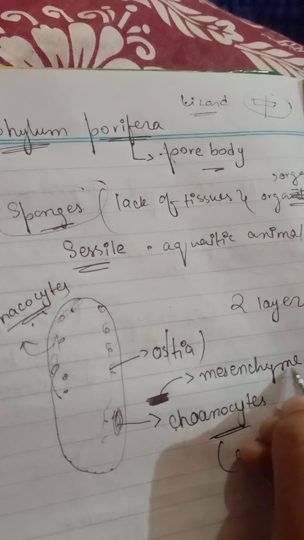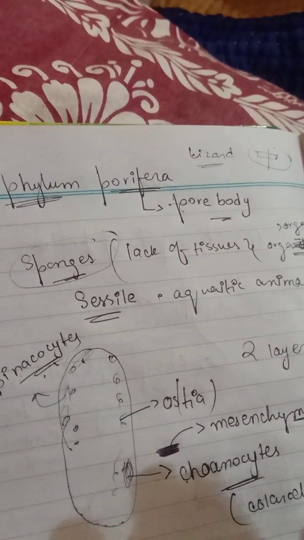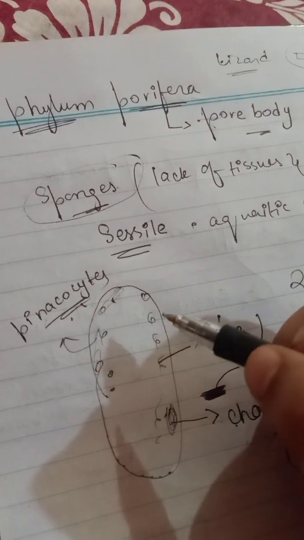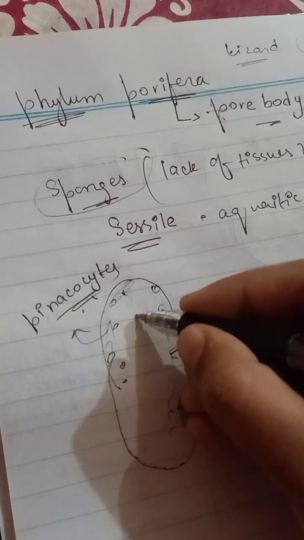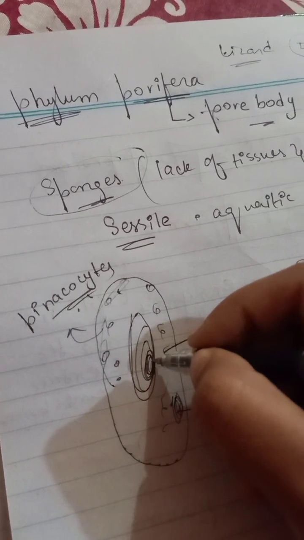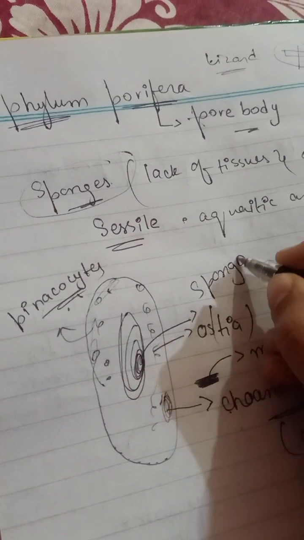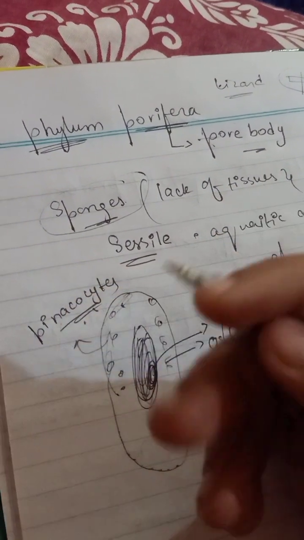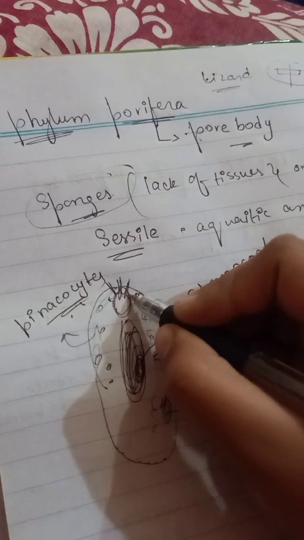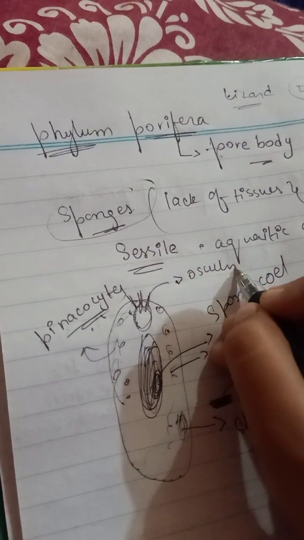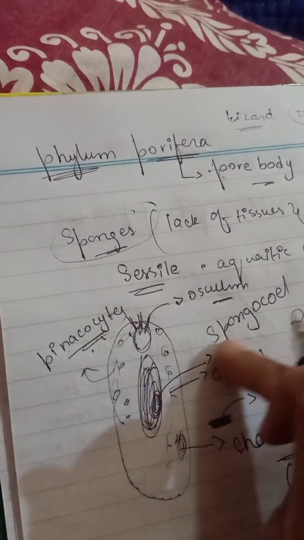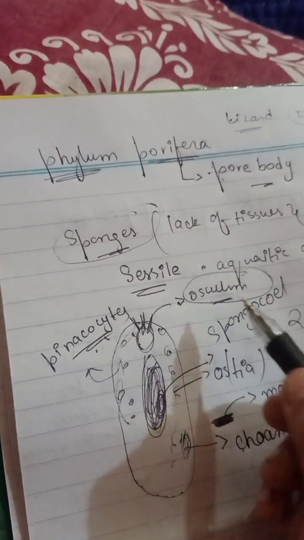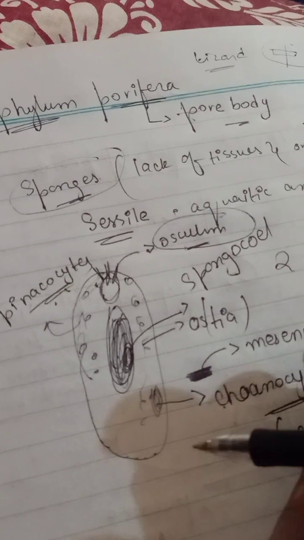mesenchyme. Now their cavity: the water goes through the pores in their body into the central cavity, which we call the spongocele. When the water moves out, it leaves through a larger opening called the osculum. So water enters through the ostia, goes into the central cavity, the spongocele, and exits through the larger opening, the osculum.